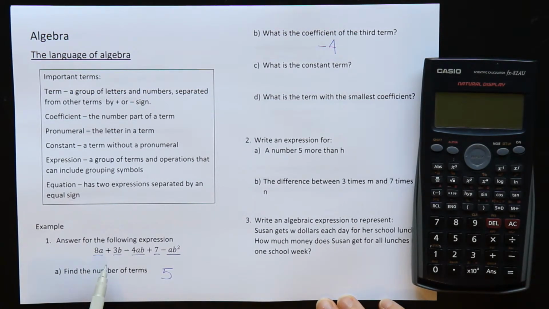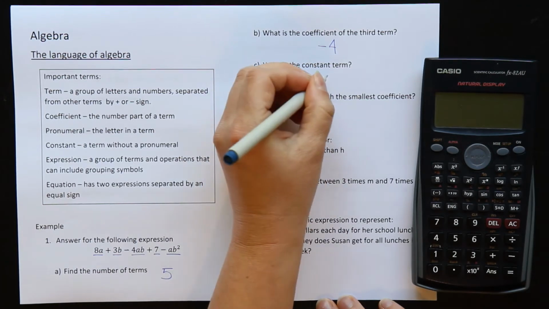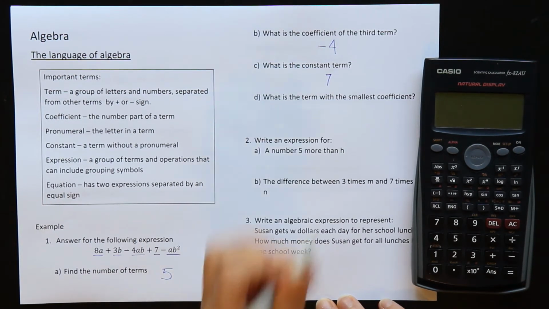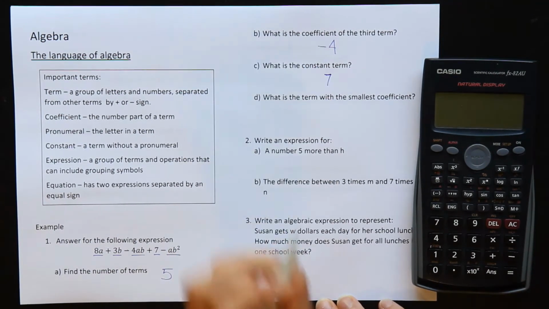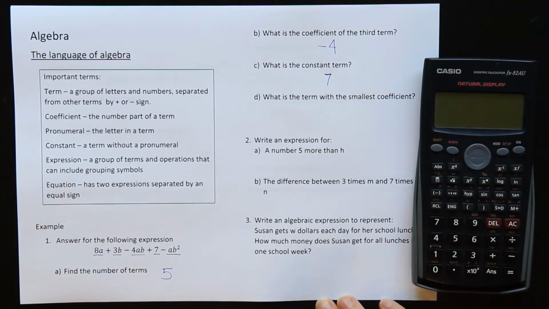Then it says, what is the constant term? Constant, remember, means has no pronumerals. It's just a number on its own. So here it is, the 7. It has no letters with it. So the positive 7, we don't need to write the plus sign. The 7 is the constant term.